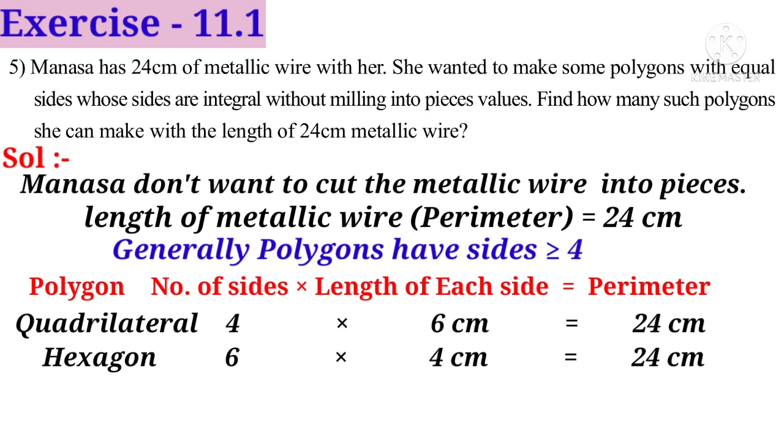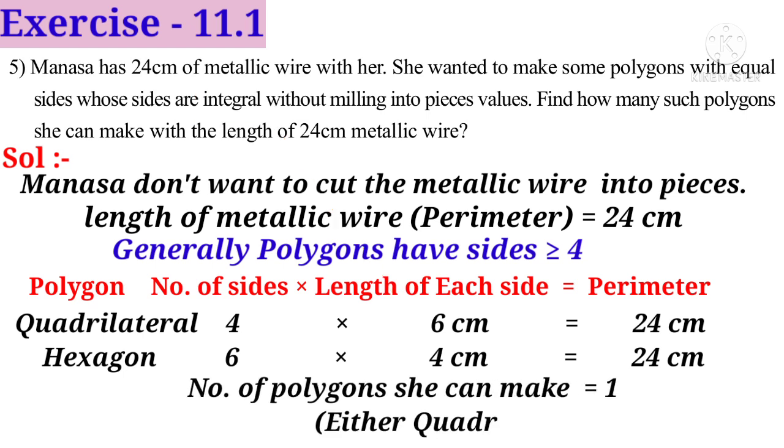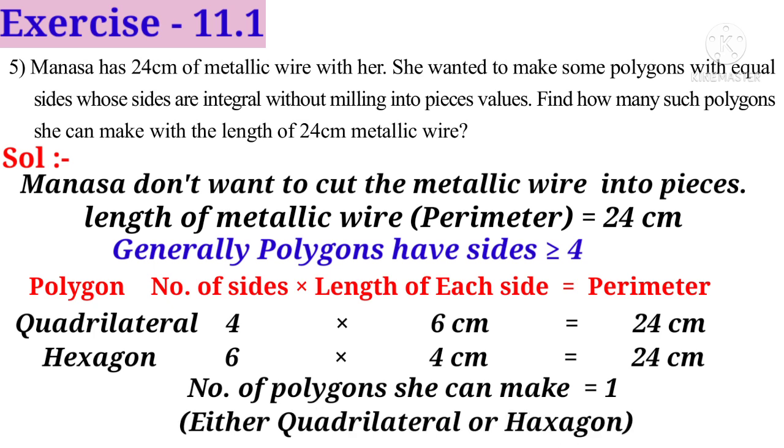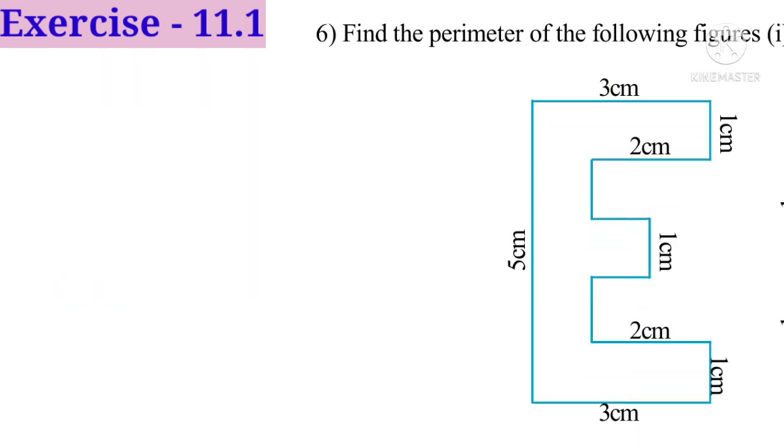Here observe the word integral. Integral means integer values of each side. So we are taking 6 centimeters and 4 centimeters, which are integer values. So number of polygons she can make is only 1. She can make either a quadrilateral or a hexagon. Now sixth problem. Find the perimeter of the following figures 1 and 2.